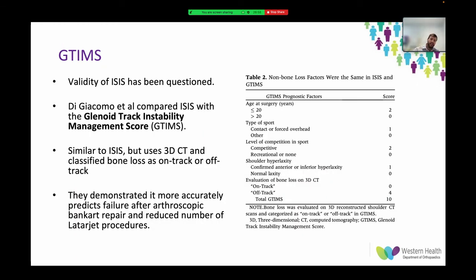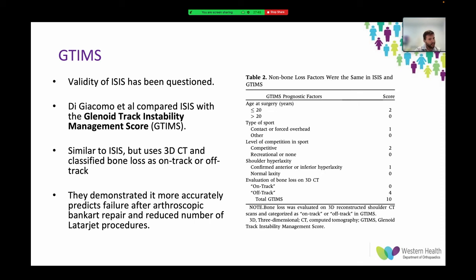However, the validity of the ISIS has been questioned, and a lot of surgeons feel that it overcalls the need to do Latarjets. Diacon et al. compared ISIS with their own instability score, called the GTIMS, the Glenoid Tract Instability Management Score. It's a very similar score to ISIS, but they changed the x-ray features to a 3D CT scan, and they use the on-track, off-track classification. They found that it more accurately predicts failure after arthroscopic Bankart repair and reduced the number of Latarjet procedures with no difference in outcomes. So that's the GTIM score, and that's, again, probably something I'd use.